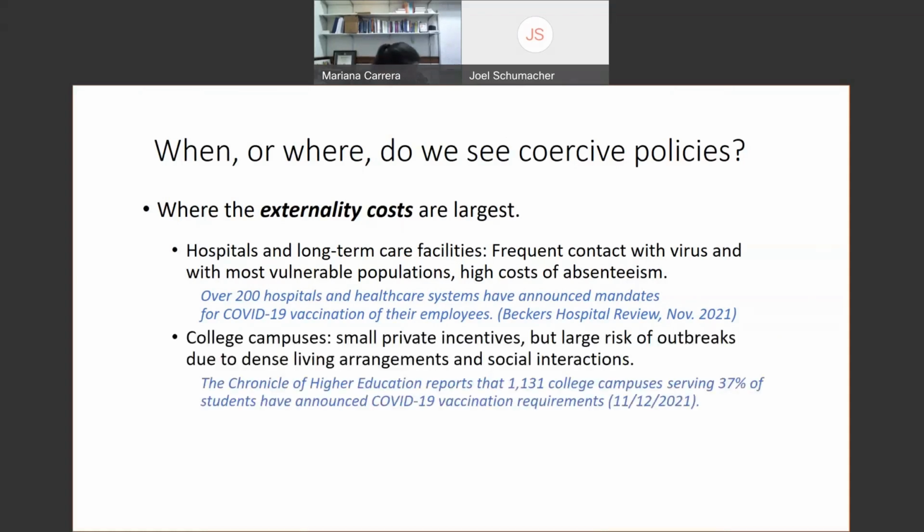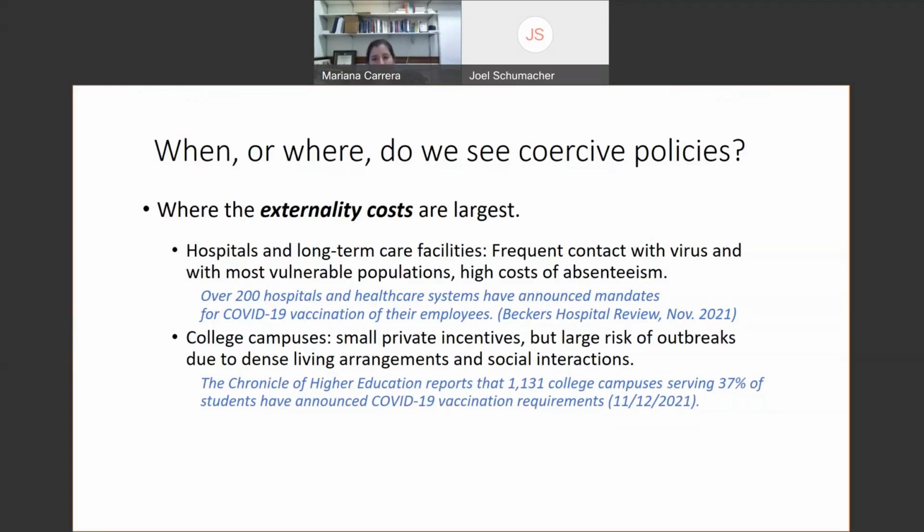campuses. So why does it make sense to require vaccines on college campuses? Because you've got young, healthy populations there. You've got people at an age in their life where they tend to act in a way that suggests invincibility. So people have small private incentives to get vaccinated, but at the same time, the dense living arrangements and the high number of social interactions in the classroom, at parties, and fraternities and sororities means outbreaks are really likely, and they're likely to go unnoticed if a lot of people are asymptomatic.